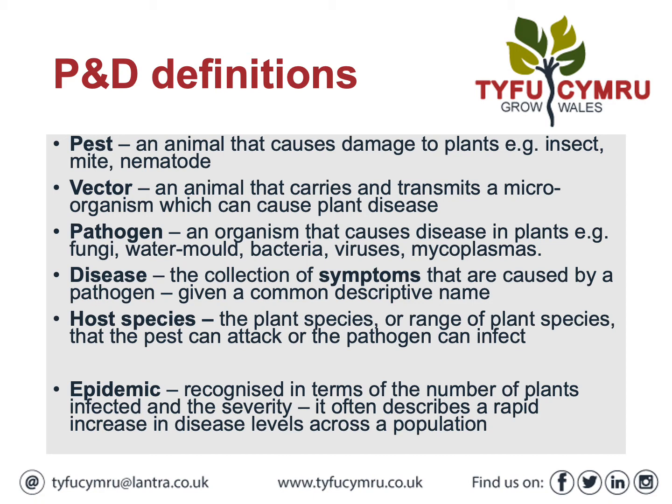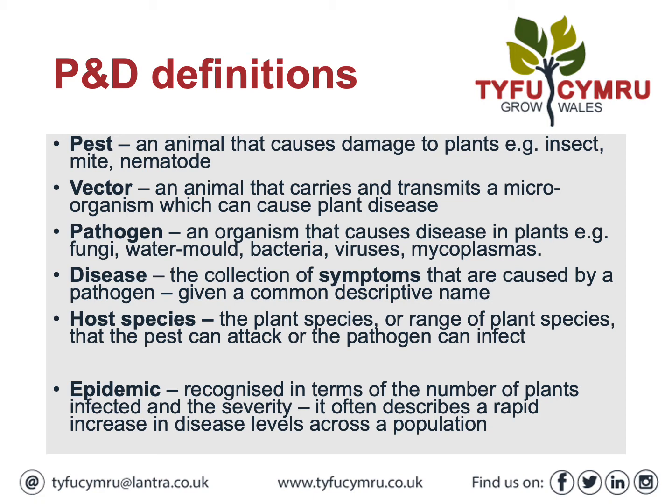That's a pathogen. So a pathogen is an organism that causes the disease in plants. And that might be a fungus or a water mold, bacteria, viruses, or mycoplasmas. Now those pathogens are usually given Latin names, but the disease they cause is given a common descriptive name. So the disease is the collection of symptoms that are caused by the pathogen.